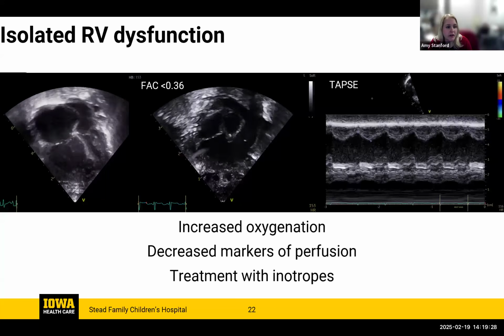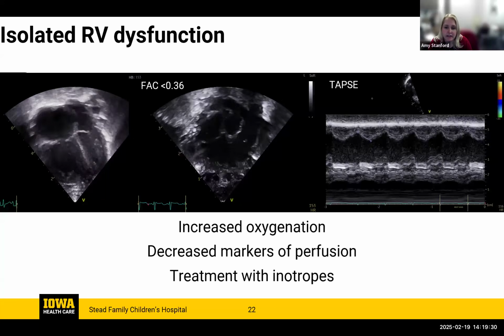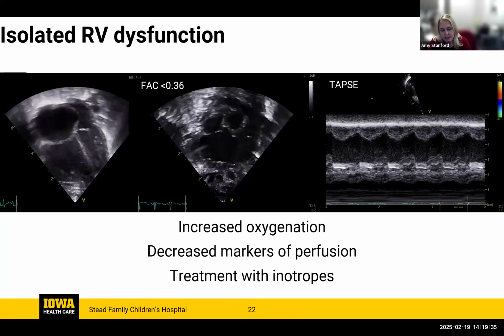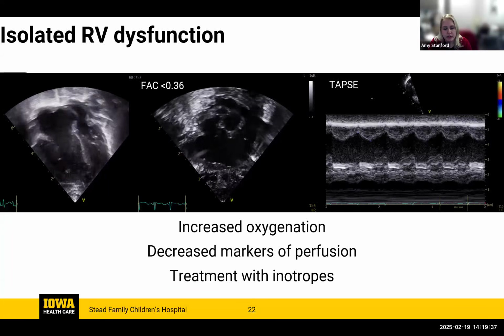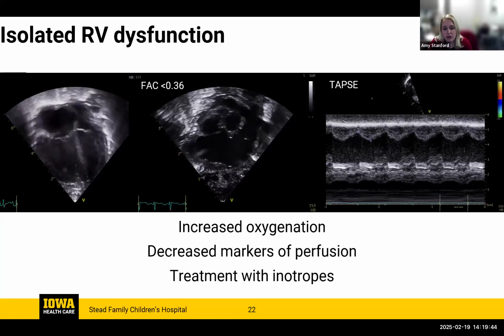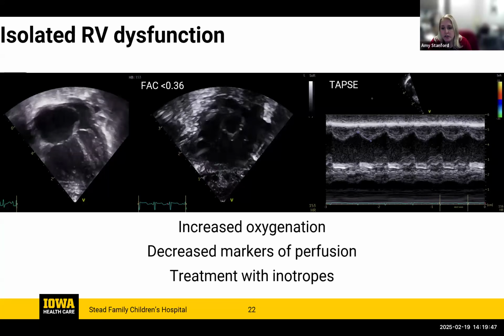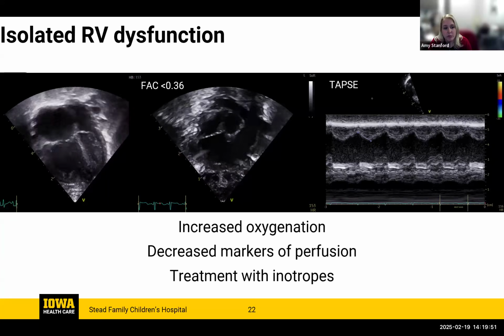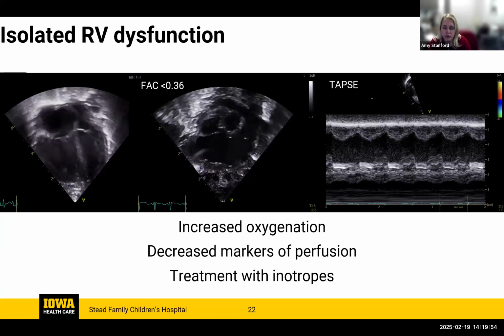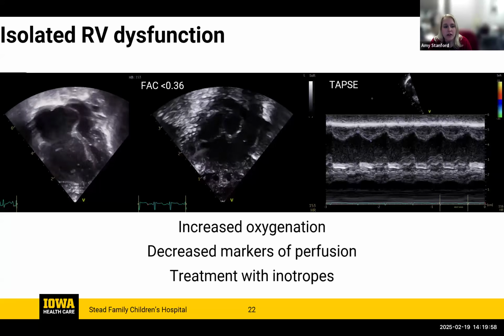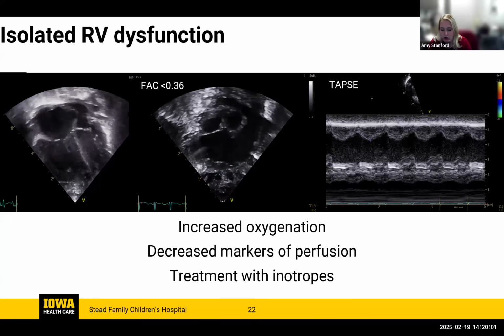The final phenotype that I mentioned earlier is isolated right ventricular dysfunction, and these patients are characterized by increased oxygen need and decreased markers of perfusion. On echo, we'll see measures of decreased RV function, so doing the fractional area change, as you can see there in the middle, TAPSE, the tricuspid annular plane systolic excursion, looking at tissue Dopplers of the RV, those all will be down. And treatment includes the use of inotropes in order to support cardiac function.